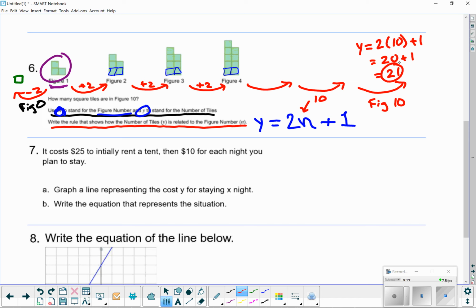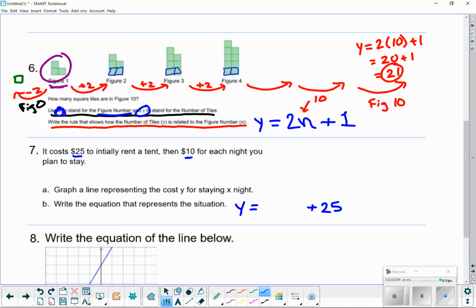Number 7, it's going to cost $25. Initially, we ran a tent. So initially, that's a key word, or that's the beginning. If I'm writing an equation, I'm looking down at part B, it already says write an equation. It's going to start off with y equals something, but I do know initially it's going to cost $25, so it's going to be plus 25. Okay, so I got that part down.